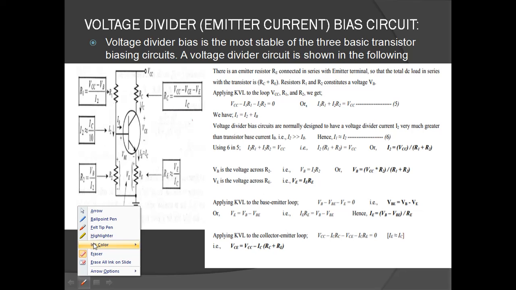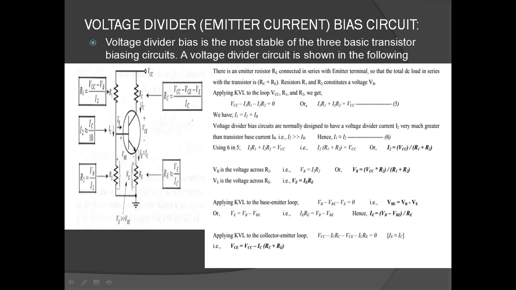In the next bias circuit, we are going to discuss the voltage divider or emitter current bias circuit. The voltage divider bias is the most stable of the three basic transistor biasing techniques. The voltage divider circuit is shown in the following figure, that is this one.